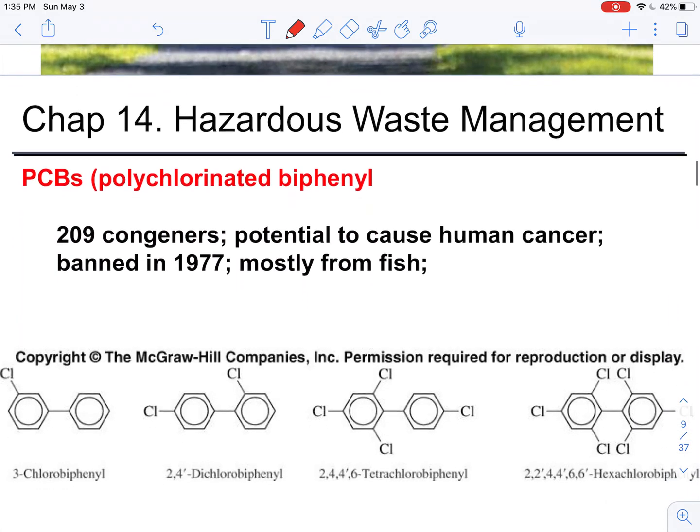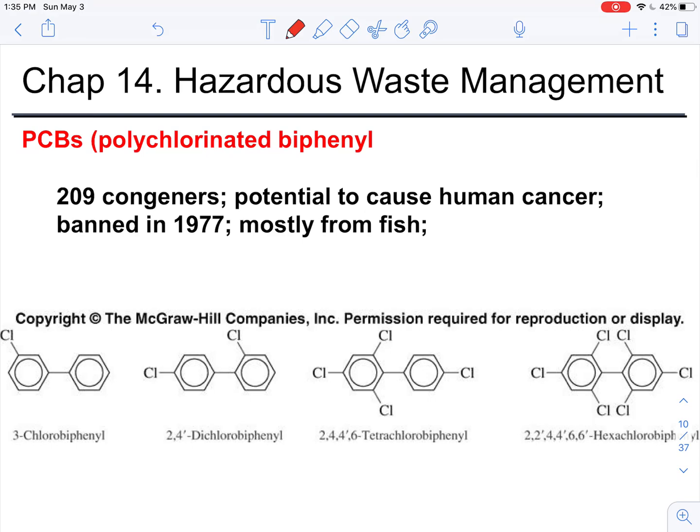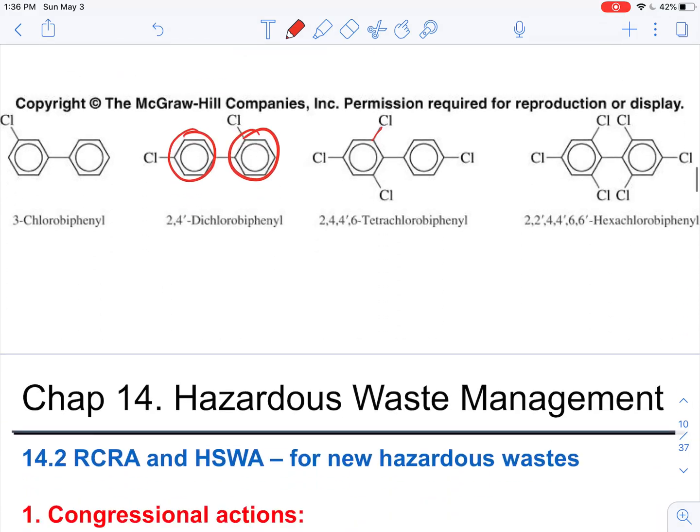Okay, so the other type of hazardous material is the PCB. PCB stands for polychlorinated biphenyl. This is also related to the aromatics. Typically there are two aromatic rings, and they're connected with chlorine. So these are the PCBs. They have the potential to cause human cancer, right? It was banned in 1977, and exposure mostly comes from consuming fish.